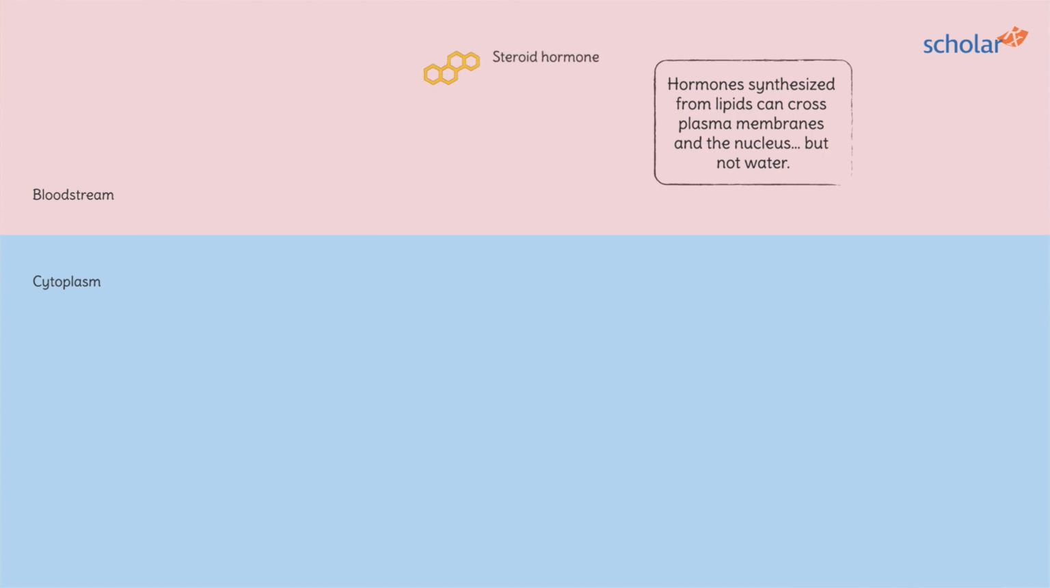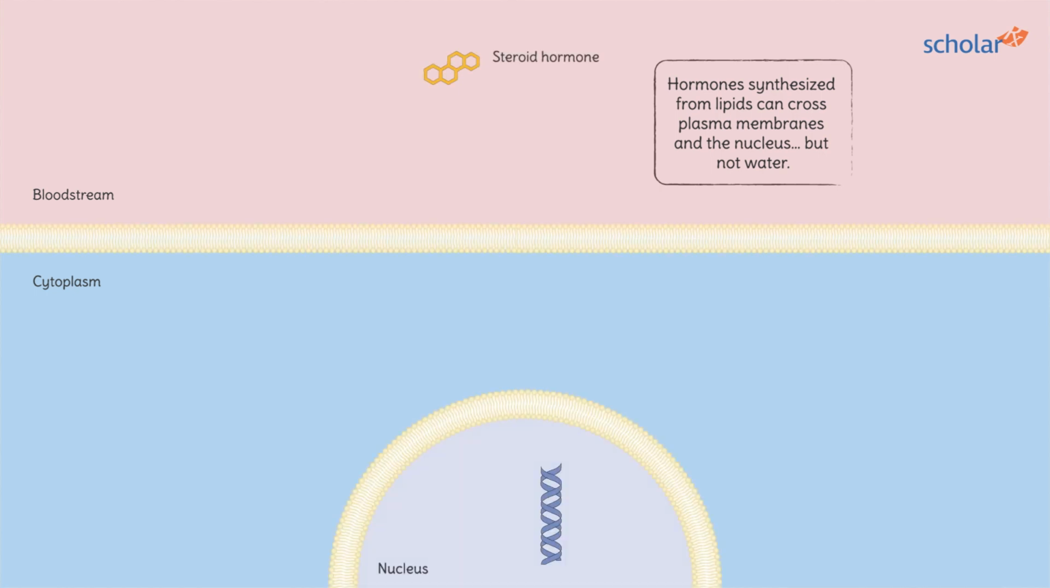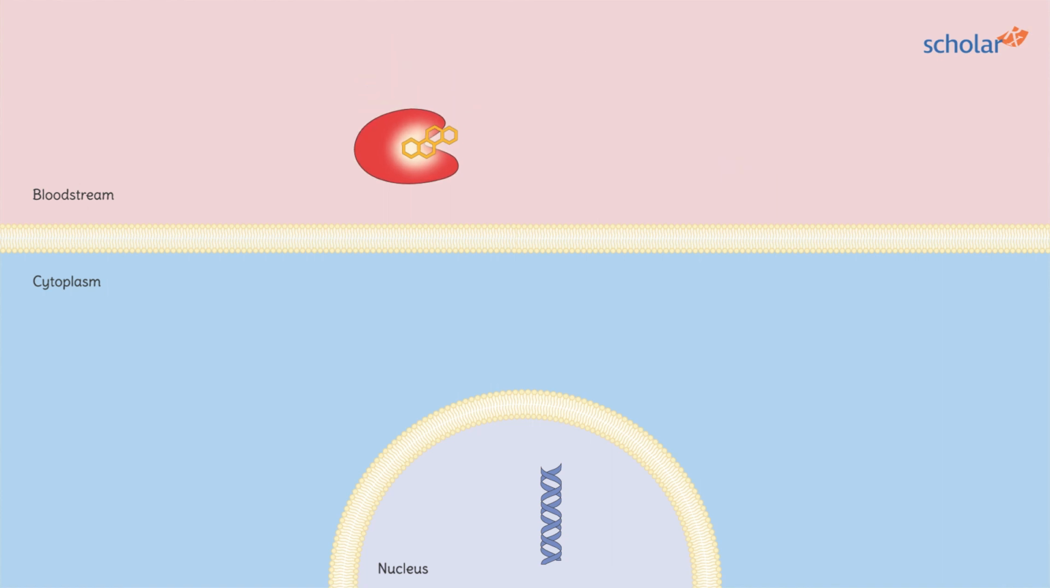They can cross the plasma membranes of the cell and nucleus, but since they're not water-soluble, they need to bind to special transport molecules in order to travel through the aqueous medium of the bloodstream before they reach their target cells. Once there, they can cross into the nucleus, where they most often serve as transcription factors that control gene expression and protein synthesis. Hormones synthesized from proteins, with the exception of the thyroid hormones, are hydrophilic, and therefore have no problem traveling through the bloodstream when they're secreted by endocrine cells.